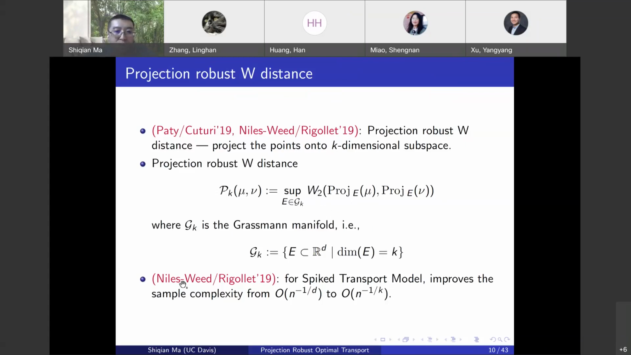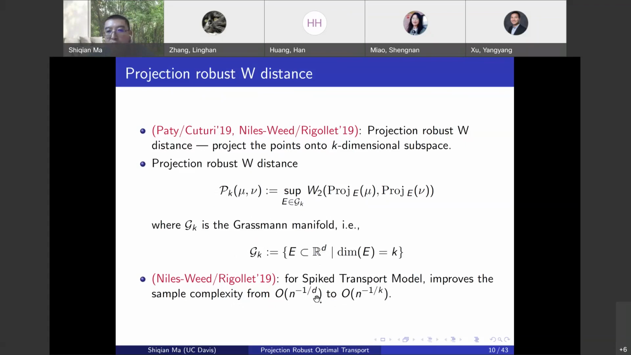In this paper by Niles-Weed and Rigollet, they actually proved that for this spiked transport model, this projection robust Wasserstein distance can indeed improve the sample complexity. It can improve the sample complexity from this quantity, which is for the original Wasserstein distance, to this quantity. And remember, D is the dimensionality of the problem, and K is the dimensionality of the subspace.